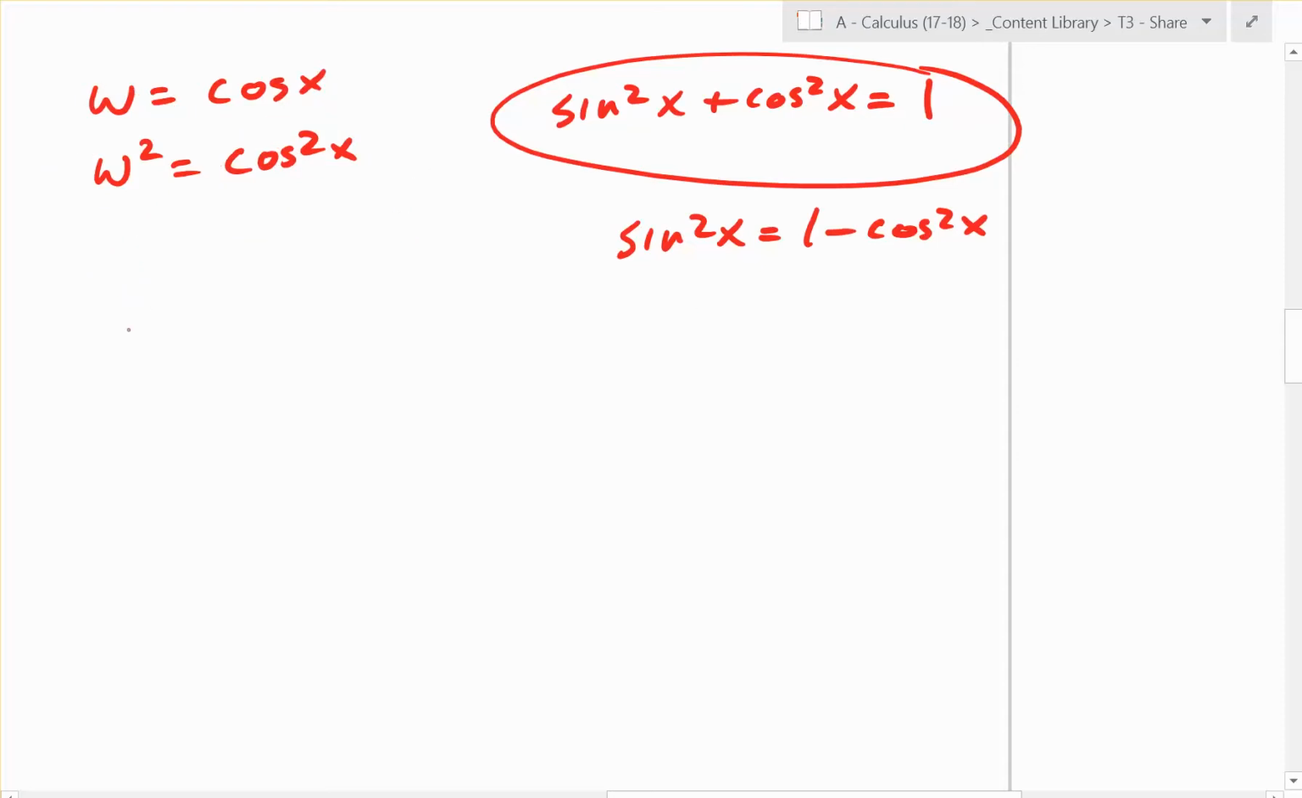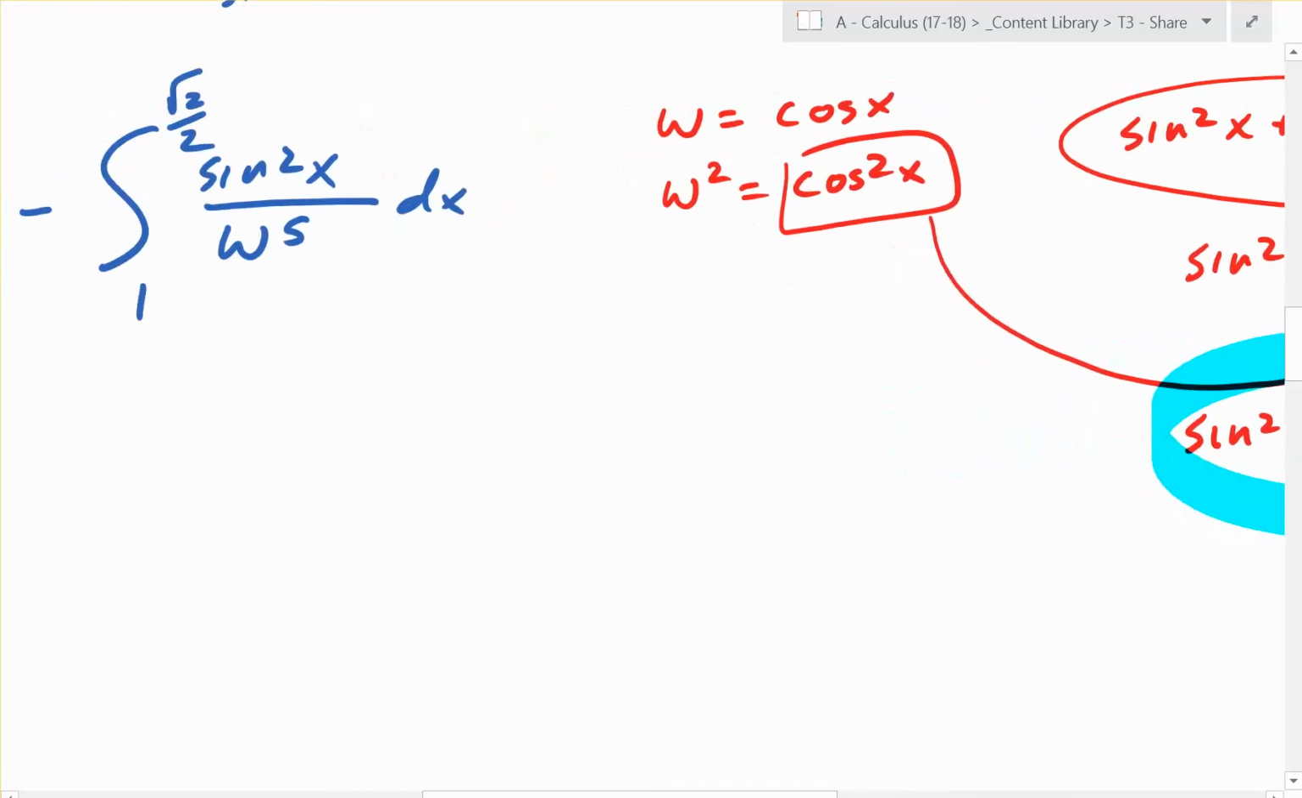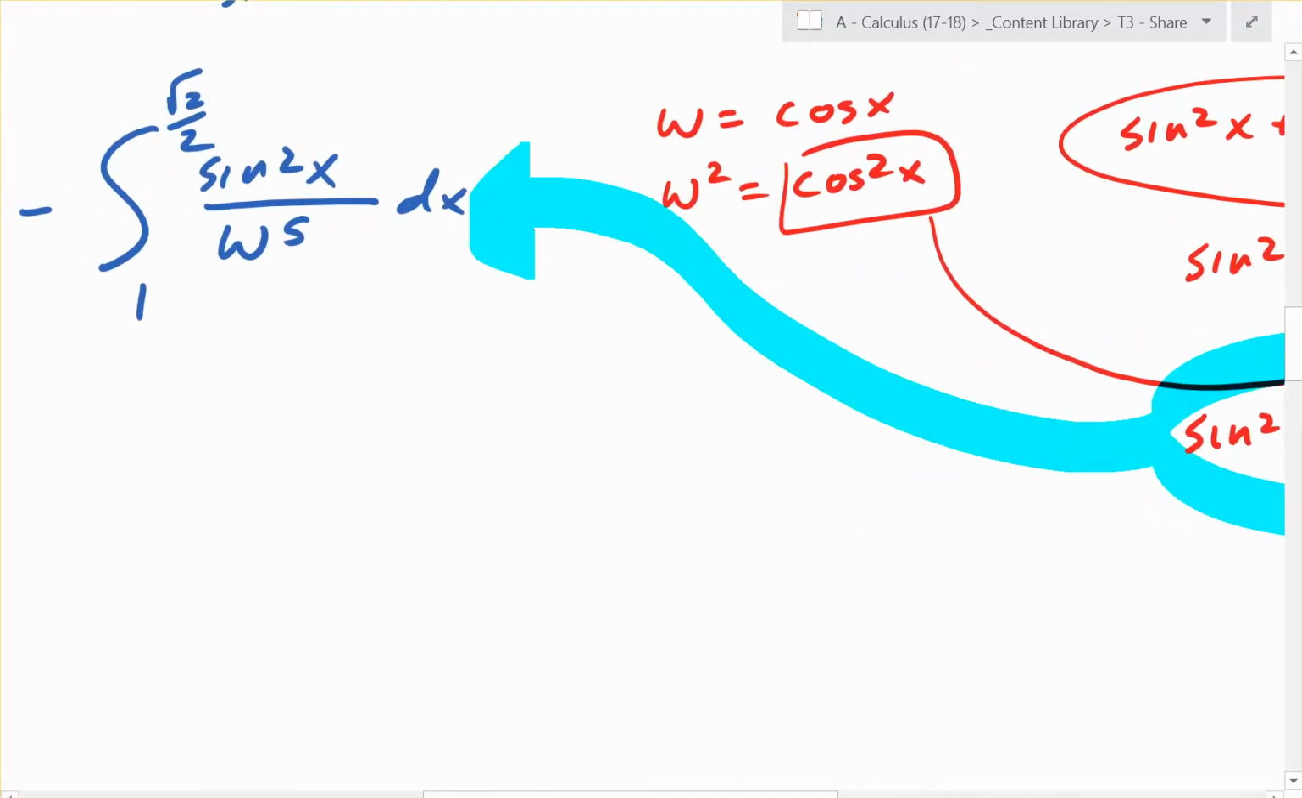Don't throw it away that easily. We know that cosine x is equal to w, so cosine squared is w squared. So what does sine squared x equal? 1 minus w squared. Oh, that's super cool. 1 minus w squared. So we take this and we plug it in there, and what do we now have?